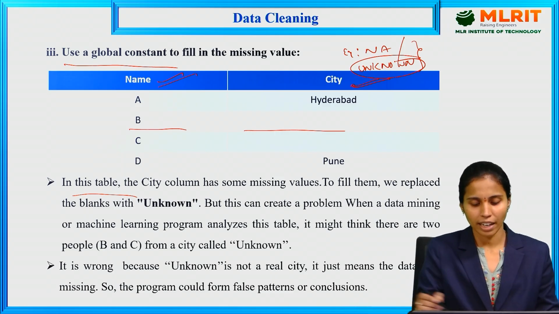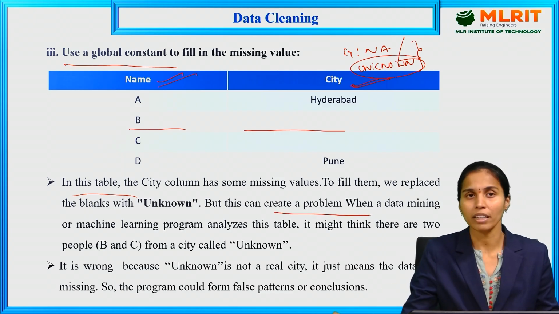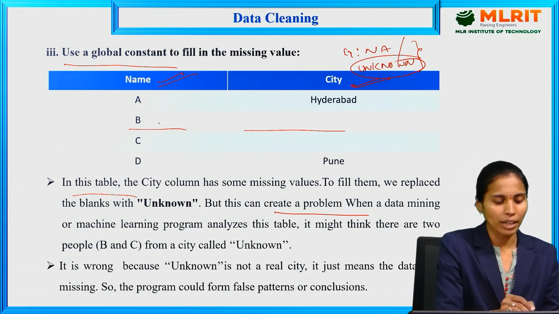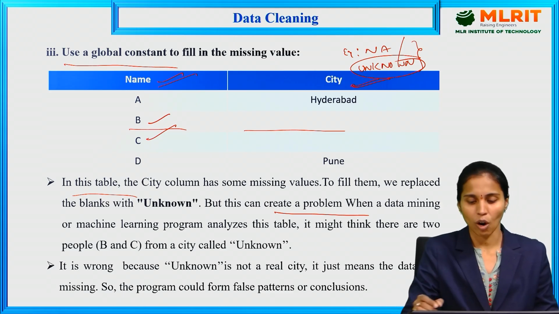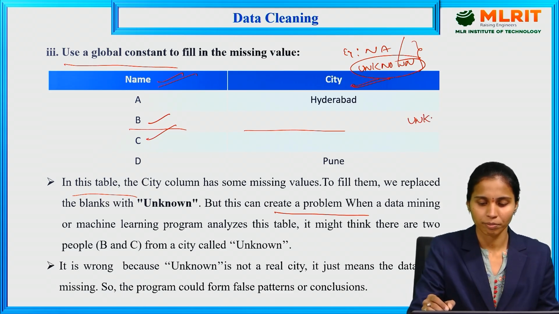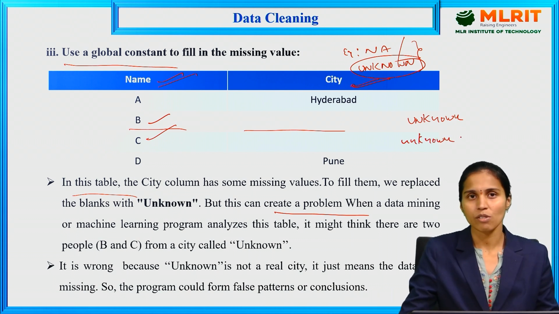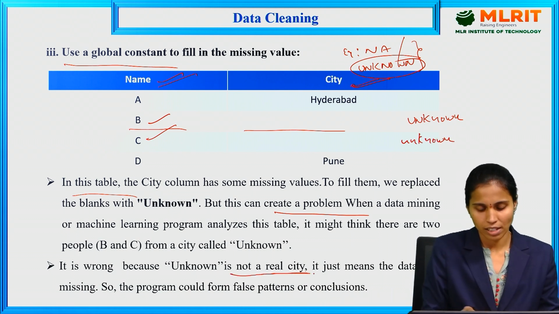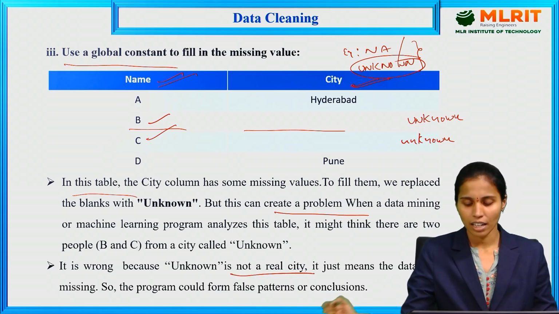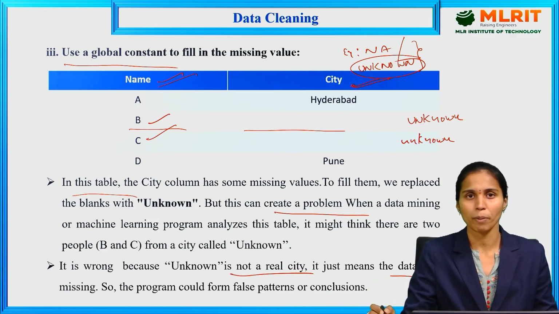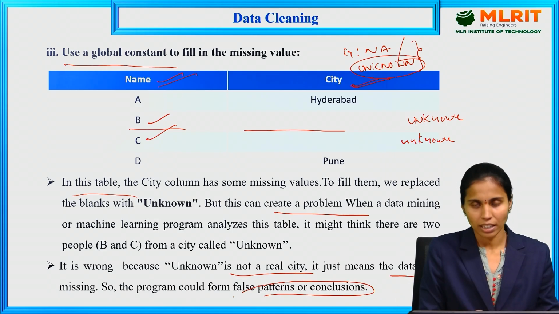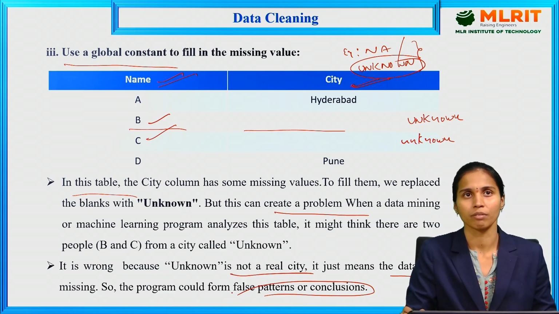But this can create a problem. When a data mining or machine learning program analyzes this table, it might think there are two people, B and C, from a city called unknown. It is wrong because unknown is not a city. It means that data was missing. So the program could form false patterns or conclusions.